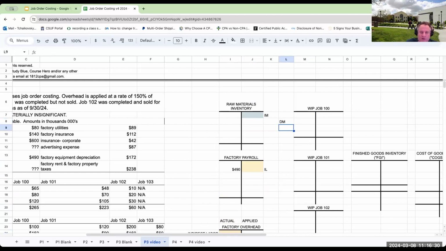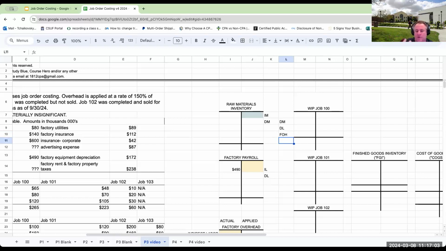We have direct materials. Those are coming from the raw materials inventory. We have direct labor. That is coming over here from the factory payroll. The other component of what goes into work in process is the factory overhead. However, I may not get a property tax bill until the end of the year, right? I may not know all of my different factory overhead costs until later.